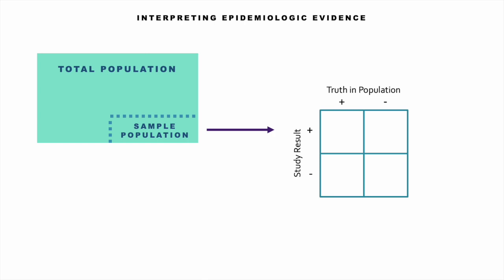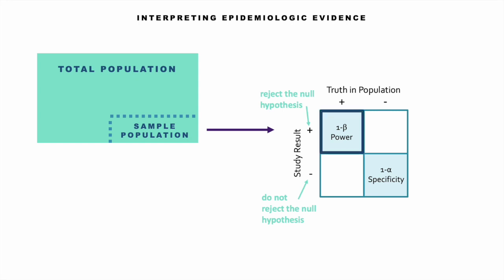Just like with a screening test, a perfect test would label all the people who have the disease as positive and all the people who don't have the disease as negative. A perfect study would correctly find a true difference in the sample population if a difference exists in the general population, and would correctly identify when no difference exists when there's no difference in the general population. But just like with screening tests, research studies are also never perfect.